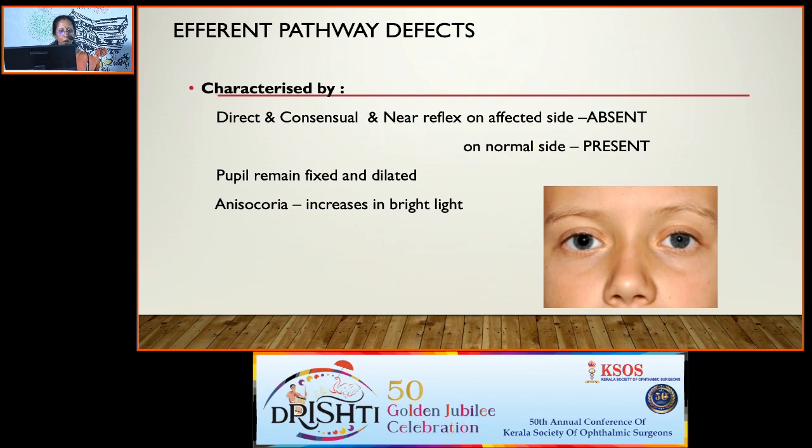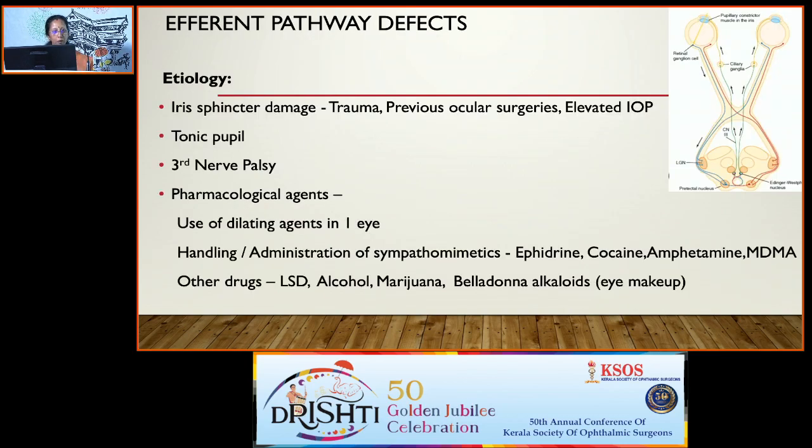Now, efferent pathway defects are characterized by direct, consensual, and near reflex on the affected side being absent, and on the normal side, all the reflexes will be present. The pupil will remain fixed and dilated, as you see in the picture, and the anisocoria increases in bright light because the normal pupil will constrict.